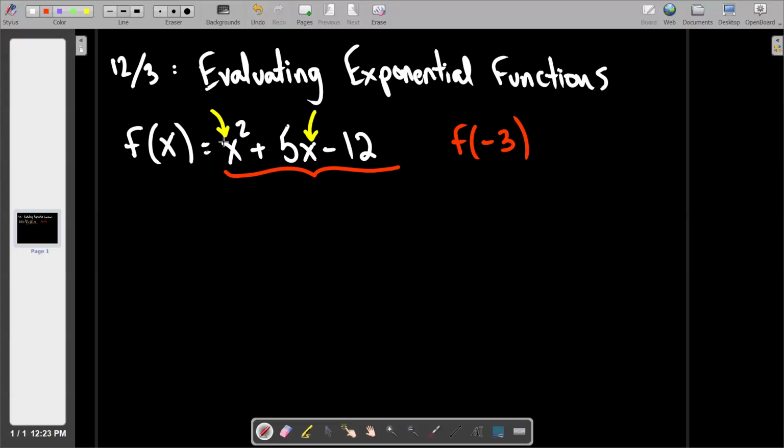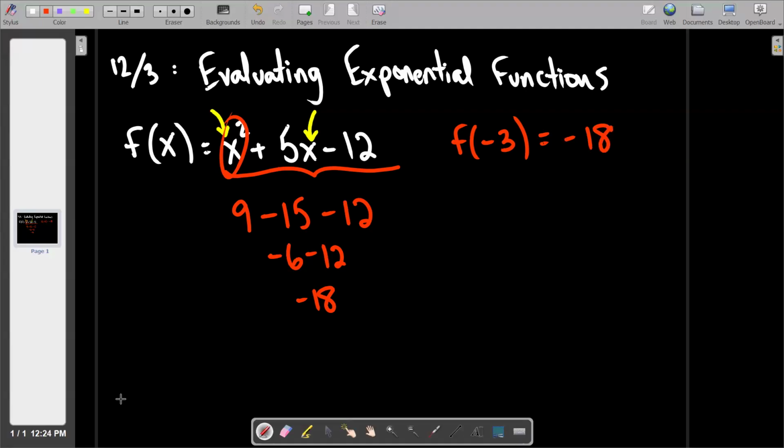So if I know what I'm doing, if I put -3 in for x, what's -3 squared? 9. And then if I put -3 in the second yellow arrow, what's plus 5 times -3? I'll just call it a minus 15, and then minus 12. And then what's 9 minus 15? And what's -6 minus 12? So we say that f of -3 equals -18. Okay. So we spent at least probably a couple of days at some point in our pasts together practicing that skill. That's called evaluating a function, right?